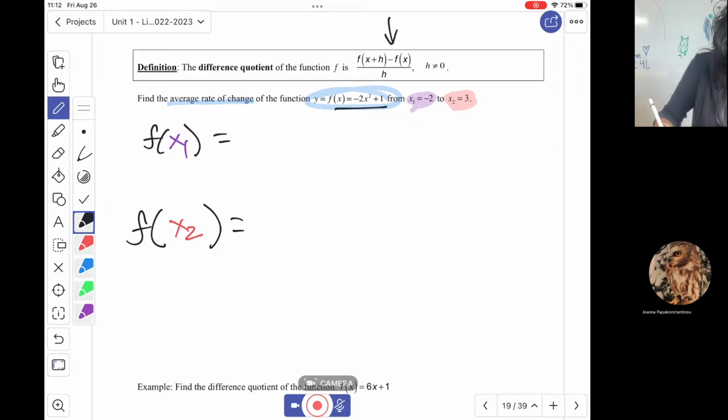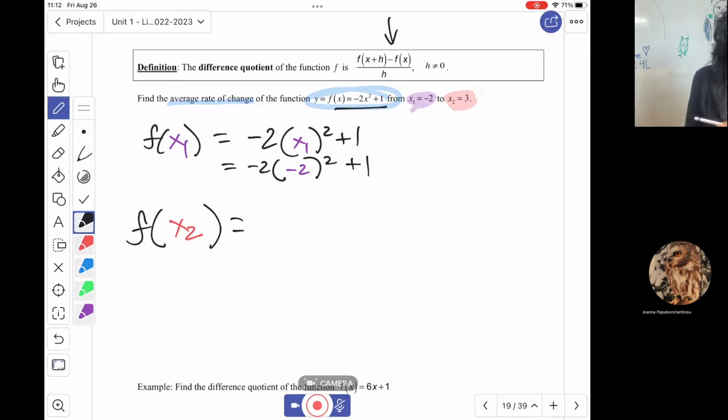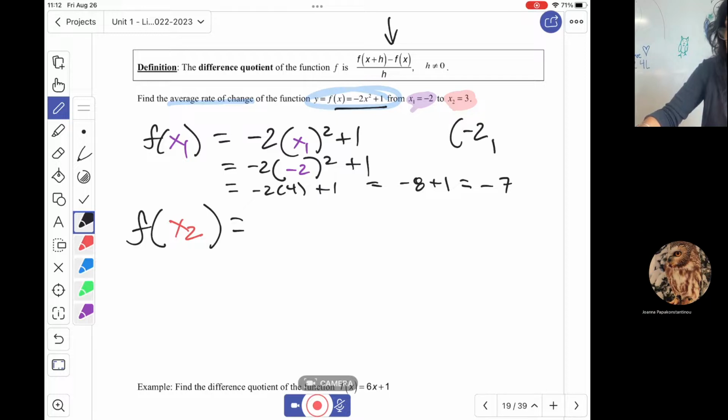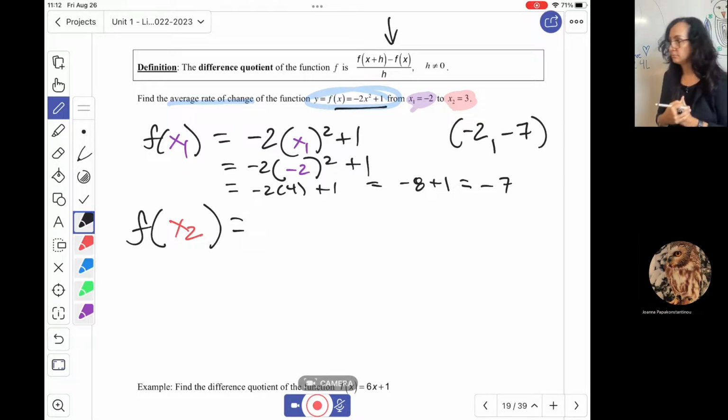So if I take this equation and I substitute in x1, I get -2 times -2 squared plus 1. What would that equal? Okay, so that would be -2 times 4 plus 1, which is -8 plus 1, which is -7. So when x is -2, y is -7. Fair? At that endpoint, that's the first point.